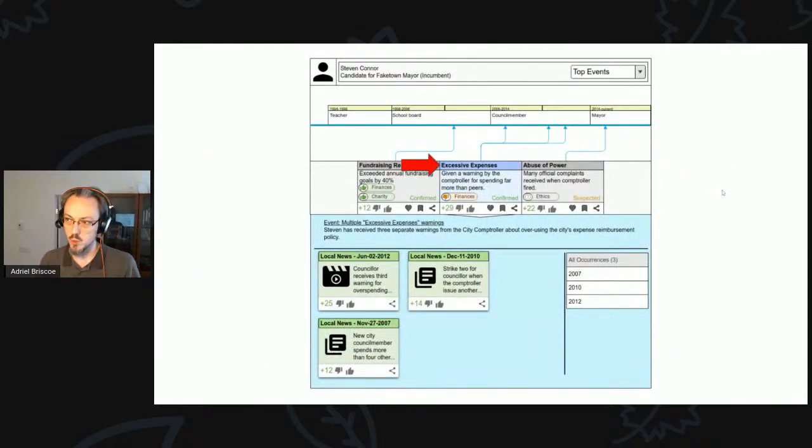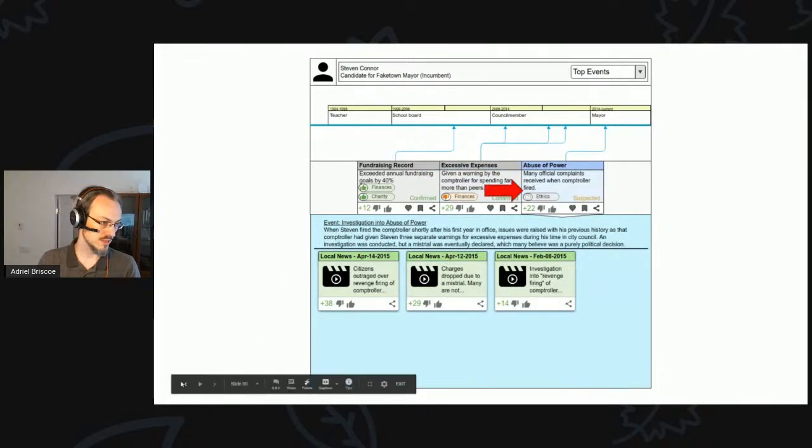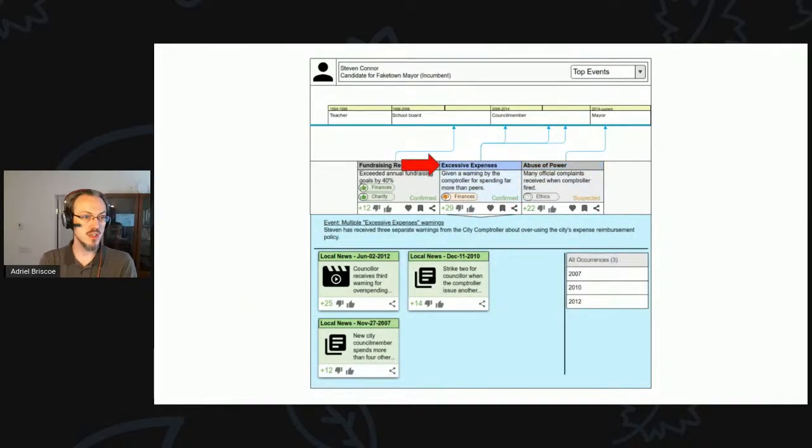Here we have a mock-up of what one view of a politician's history might be. In this case, we're looking at a timeline. This top part here, right, I'm in presentation mode, so I can't move that arrow. The arrow is pointing to an event called excessive expenses, and you can see the little blue arrows coming out the top of it. That's pointing to where those events happened in that person's timeline. You can see in the timeline, the excessive expenses happened 3 times while this person was a council member. Before they were a council member, they were on the school board, and before that they were a teacher.